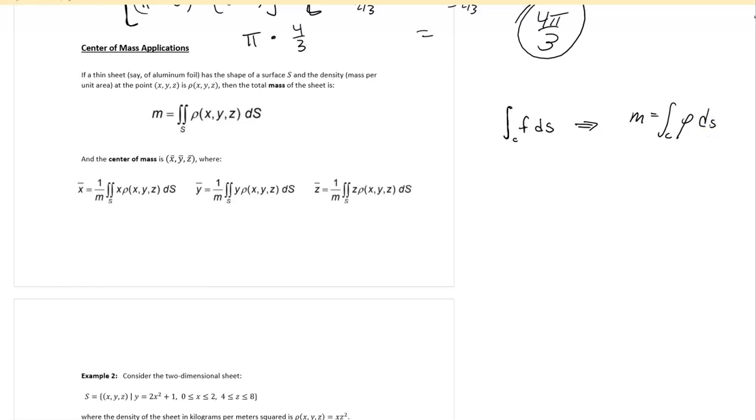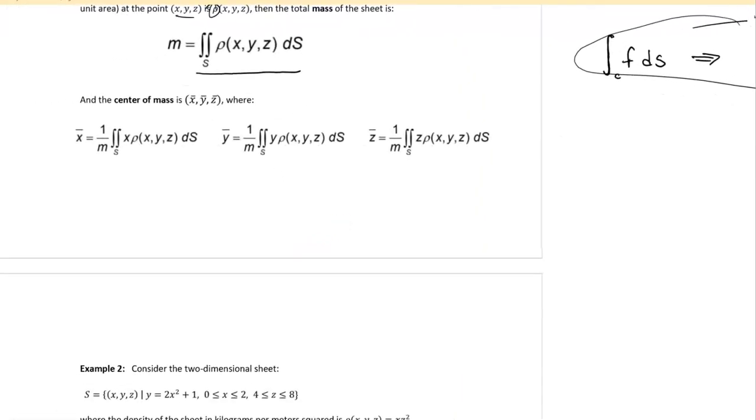We have the same type of application for surface integrals. So if a thin sheet, say of aluminum foil, has the shape of a surface S and the density, mass per unit area, at a point x, y, z is given by some function rho, then the total mass of the sheet can be calculated using this double integral. So now, again, it's a surface and not along a curve. When we were talking about line integrals, we were talking a lot about wires, for instance. Whereas this, we're talking about a surface, like a sheet of aluminum foil.